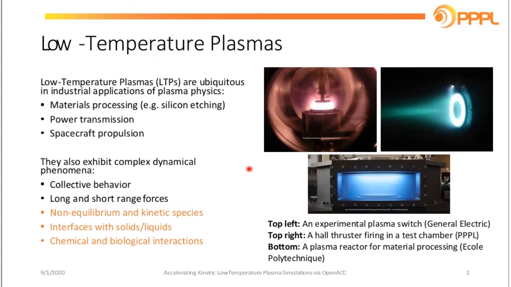And so, like most plasmas, low-temperature plasmas exhibit complex dynamical phenomena, and that includes collective behavior, long and short-range forces, but particularly in the low-temperature regime, we have non-equilibrium and kinetic species. And so non-equilibrium, in this case, we're referring to electron temperatures on the order of 1 to 10 electron volts. That's low temperature for a plasma, but our ion species can actually be at room temperature. We also have to consider a strong effect of interfaces between solids and liquids, as well as chemical and biological interactions. So it's quite an interesting regime of physics.